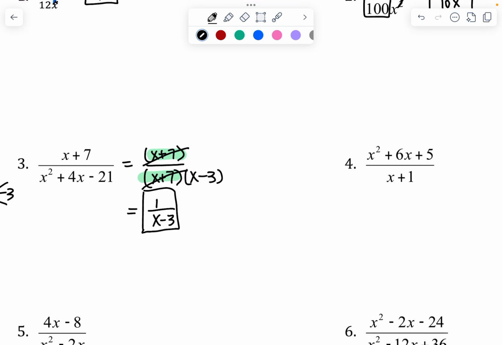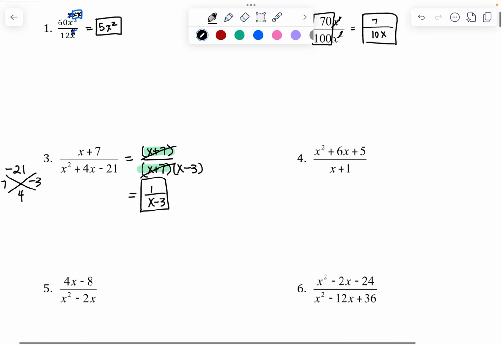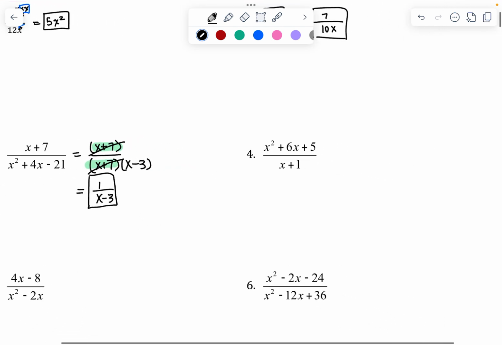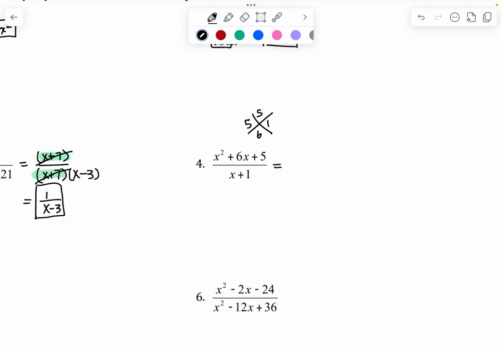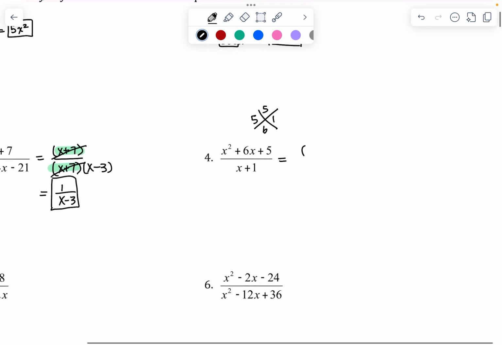Be careful not to write 0 on top. If everything cancels, you're left with a 1. Okay, on number 4, I see plus signs and minus signs. So we want to factor everything that's factorable. And so looking at the numerator, I'm looking for 2 numbers that multiply to 5, but add to 6. Multiply to 5, add to 6. That is 5 and 1. Be careful not to say 2 and 3. 2 and 3 don't multiply to 5. They multiply to 6. And so this factors to x plus 5, x plus 1.